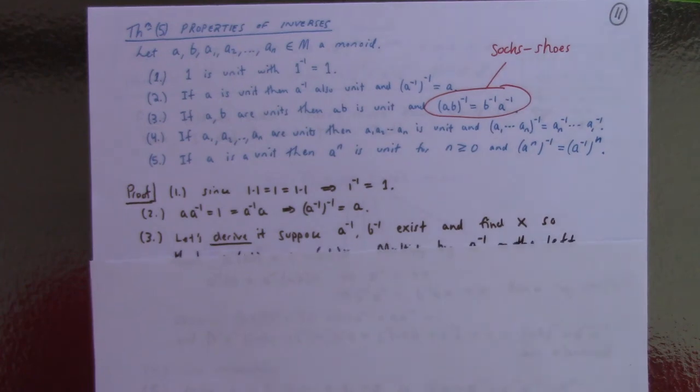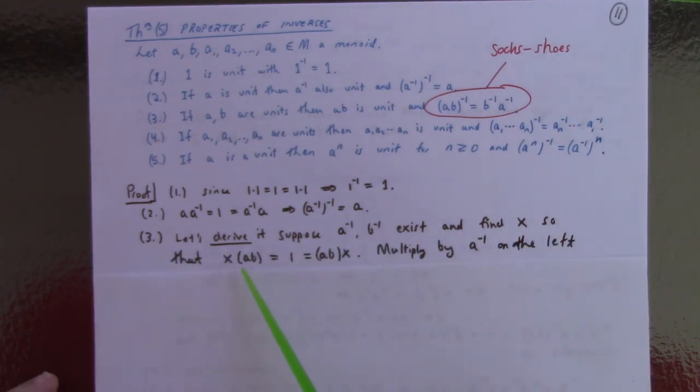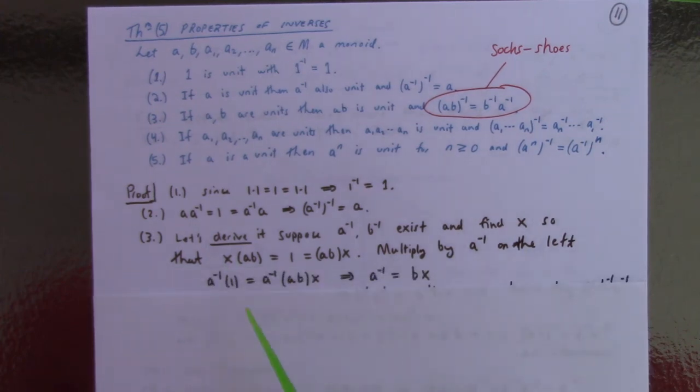Well, what should the inverse be? Let's solve it. If there is an inverse, we should be able to solve this equation. Multiply on the left by A inverse, and you get A inverse times 1 is A inverse ABx. By associativity, we get A inverse A, but that's 1. So we get 1 times Bx, which is just Bx.